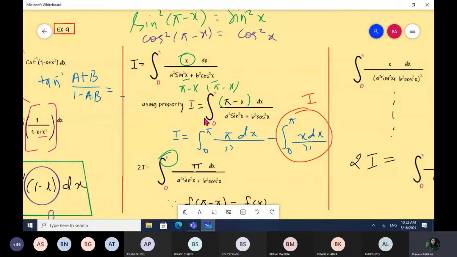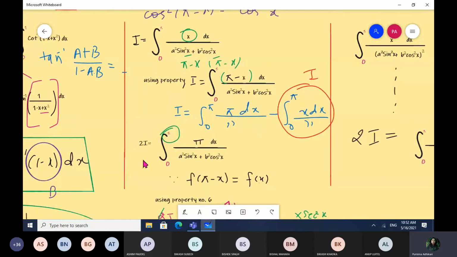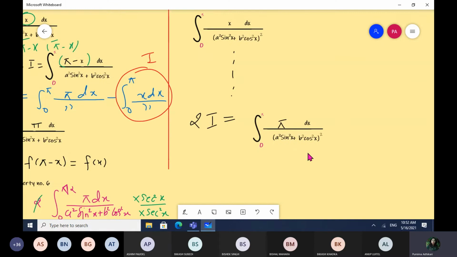So this was your expression. After putting pi minus x, there is no change in the denominator, and in the numerator we get pi minus x. So you split it into two integrals. In the first integral the numerator will be pi, in the second integral the numerator will be x. Now this again becomes equal to I. So all our steps are similar, only the denominator is different. The denominator has a whole square, so it doesn't make much difference. So I goes there and you get 2I equals integral from 0 to pi, the same expression with the denominator squared. Okay, so this is your final expression.